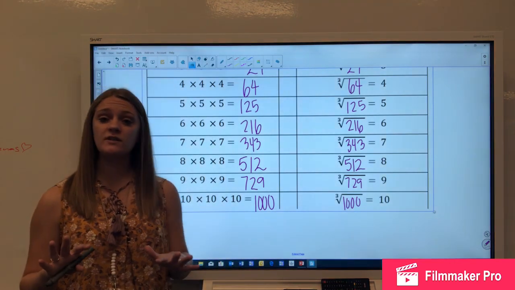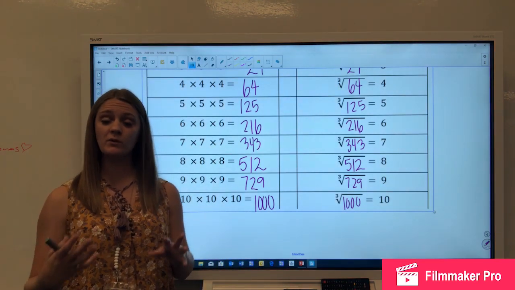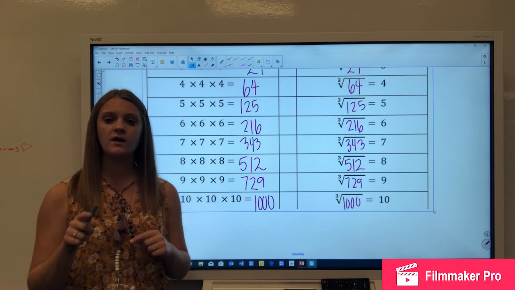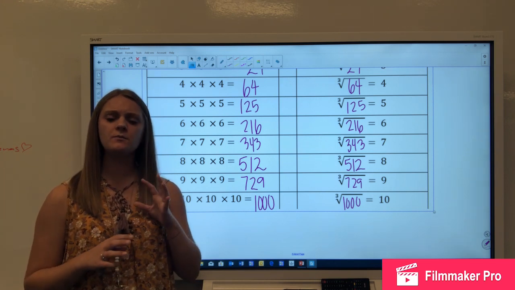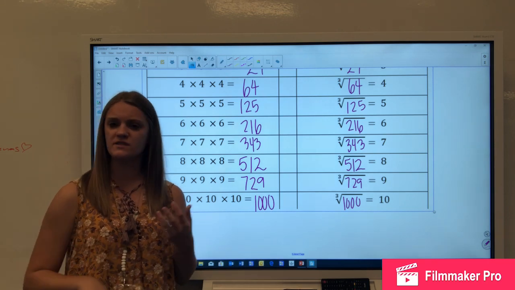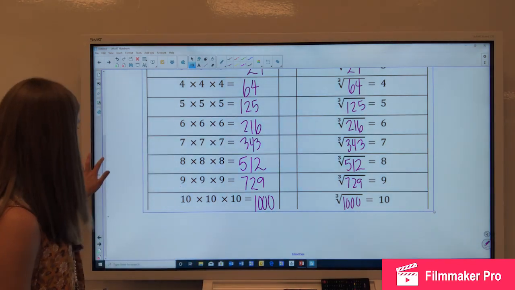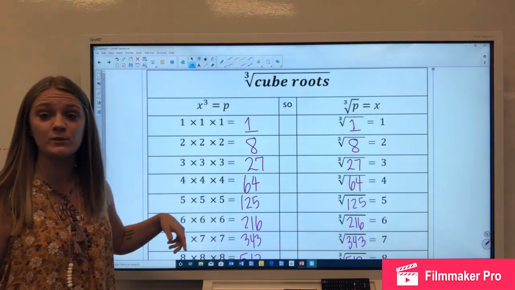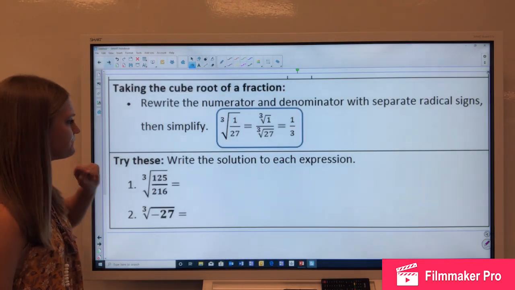Now, by no means do you need to have these cube roots and perfect cubes memorized. You can use your calculator, which we'll talk about at the end of the video. But I definitely would, if I were you, be able to identify the first couple, like 125, 216, the very basic perfect cubes. All right, let's do some examples.